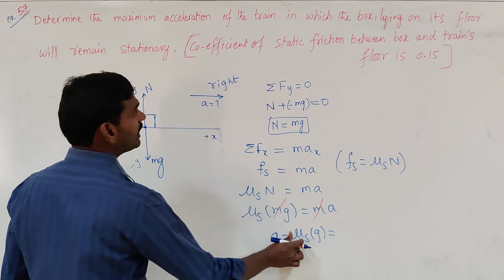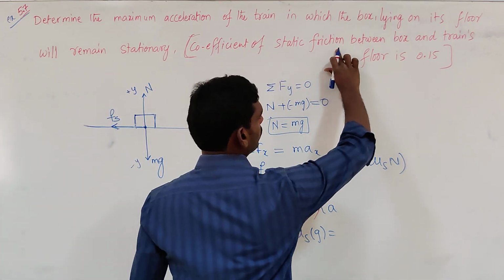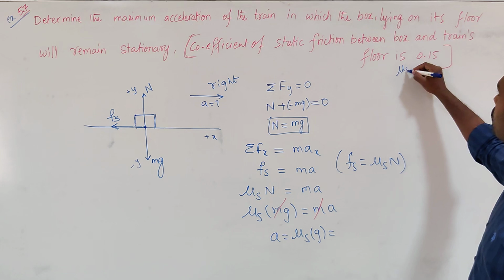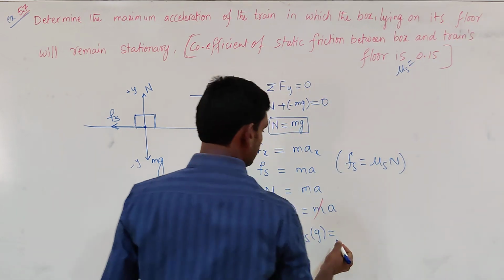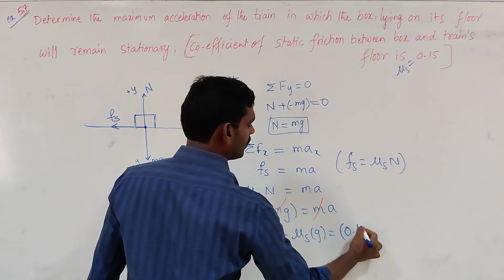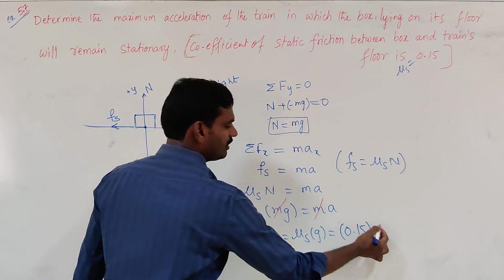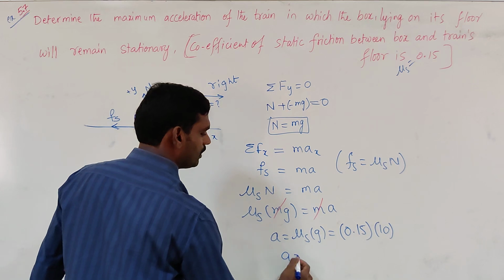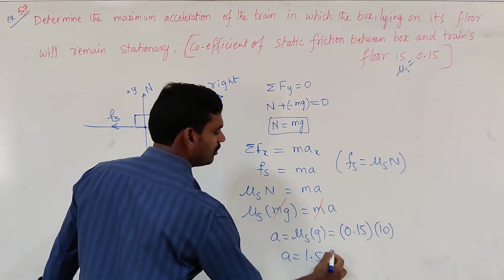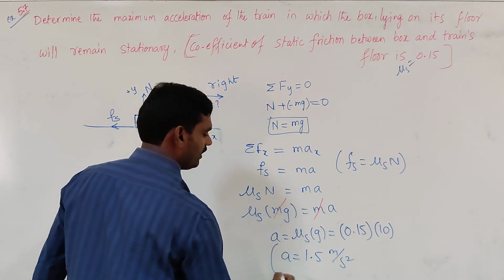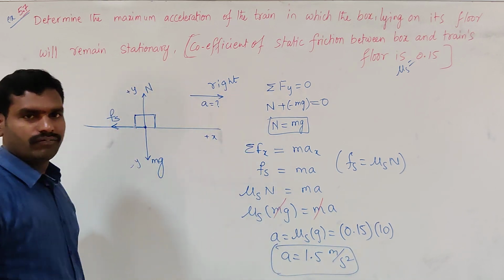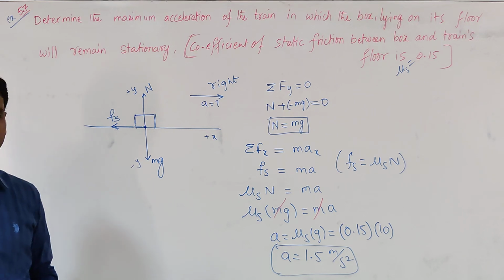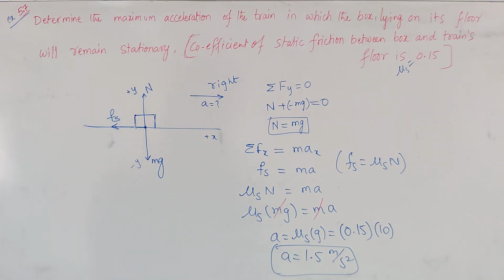What is the mu s value given? The coefficient of static friction between the box and the train's floor is mu s equal to 0.15. Let us take g equal to 10. 0.15 into 10 is 1.5 meter per second squared, which is the answer for the acceleration of the train. a equal to 1.5 meter per second squared.